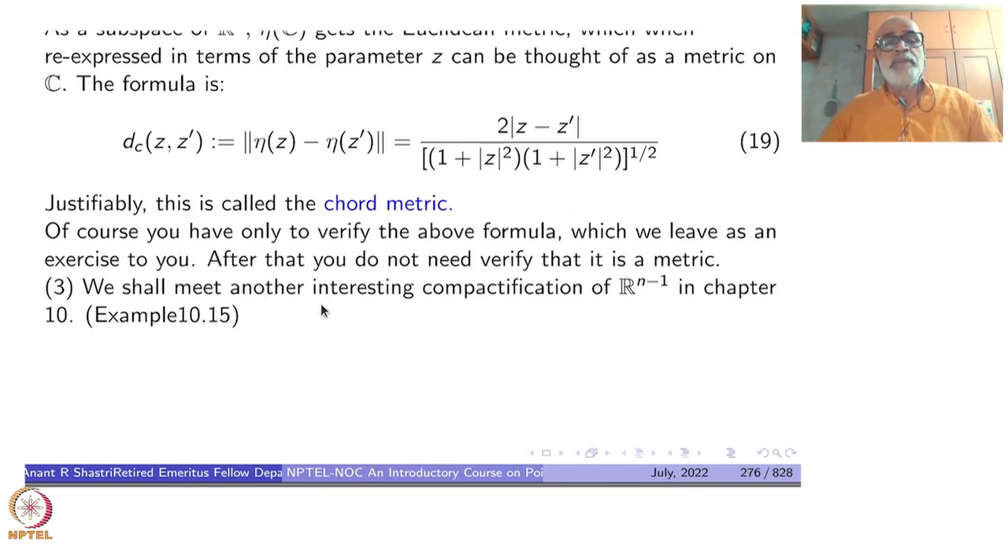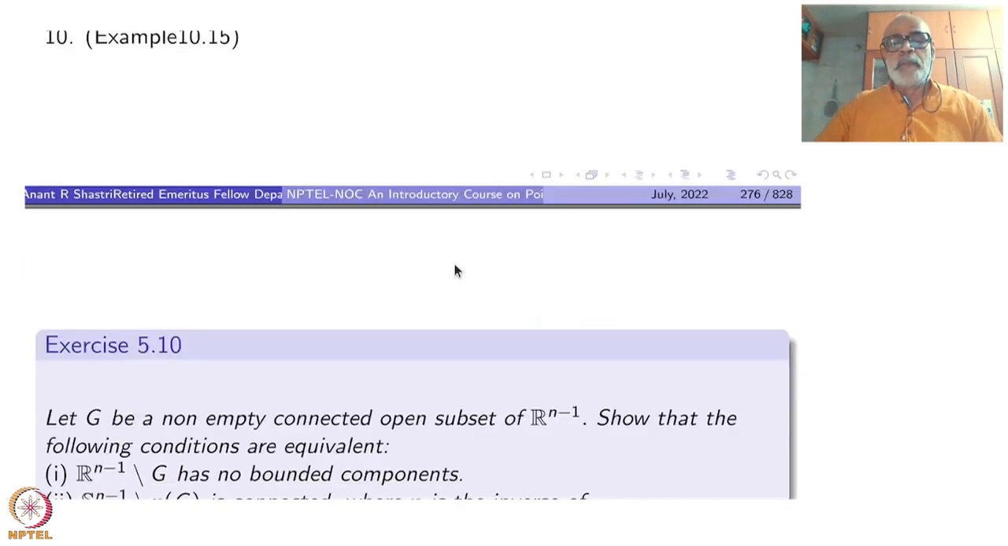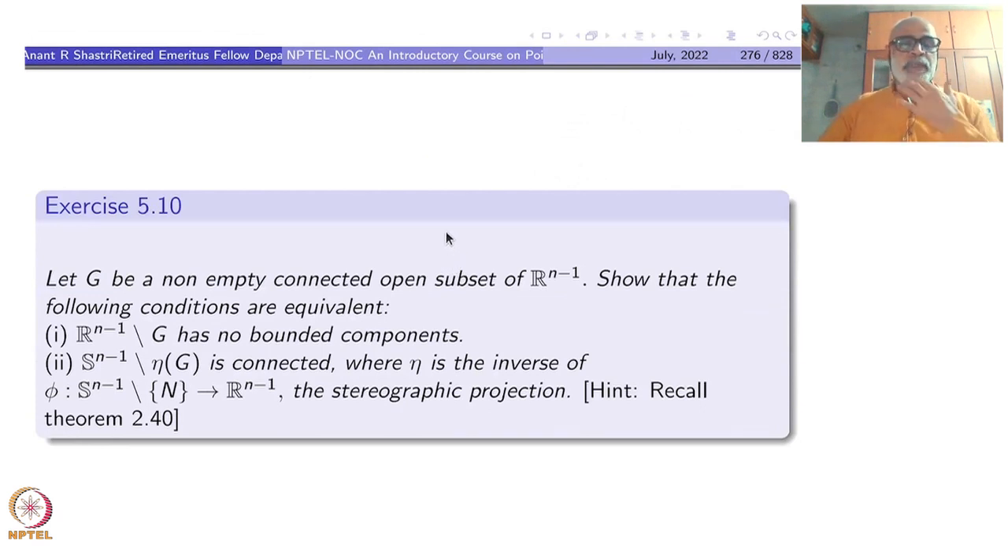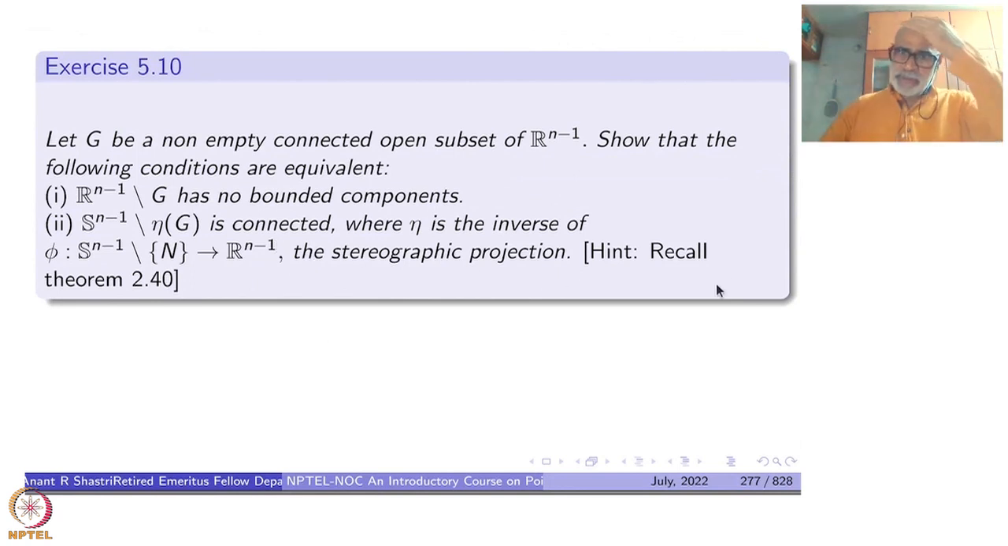We shall meet another interesting compactification of R^(n-1) in chapter 10, namely example 10.15. I have told you there are many compactifications of a given non-compact space, so it is not possible to discuss all of them. So here is an exercise. The hint is what I want to draw your attention to. Namely, we proved a big theorem about locally compact Hausdorff spaces in 2.40, about the connected components of such a space and so on. If you use that, you can solve this problem.